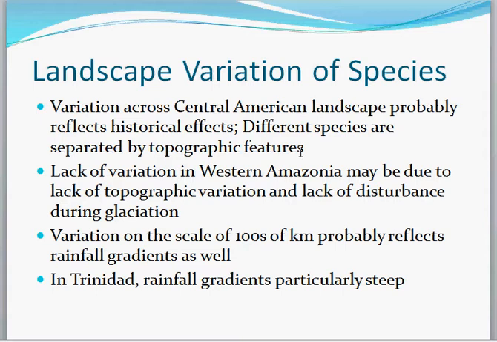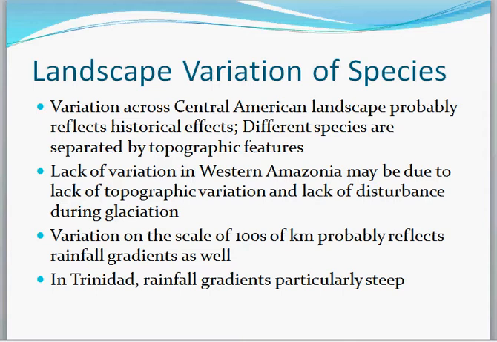Okay? Lack of variation in Western Amazonia may be due to a lack of topographic variation, but probably more importantly a lack of disturbance during glaciation. The most recent paradigm predicts that Western Amazon was wet enough during the last ice age to still support tropical rainforests, so it wasn't actually disturbed, so the species have no reason to have their dispersal restricted, and so they spread throughout the region. Okay?